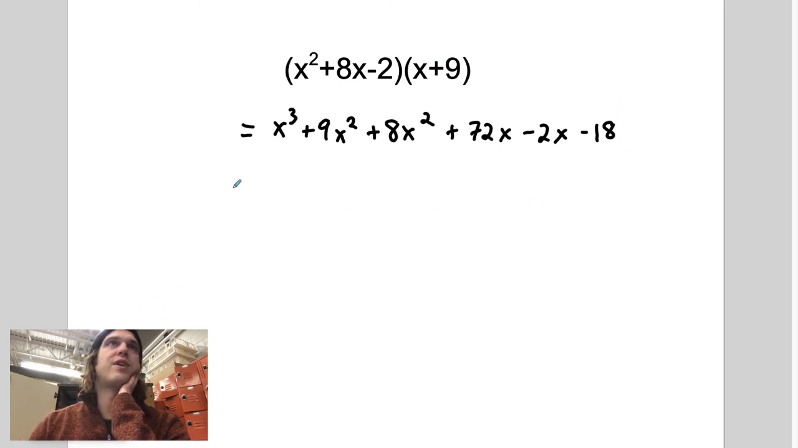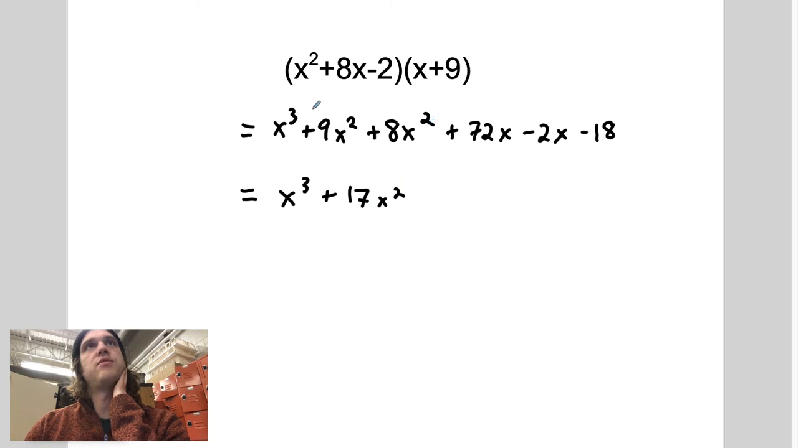And now we can go through and find those like terms, being the 9x squared and the 8x squared, which will result in x cubed, there's no other x cubes, plus 17x squared. And then, so x squareds are taken care of. Now x to the first power, 72 minus 2 is plus 70x minus 18. So I hope that worked well for you.